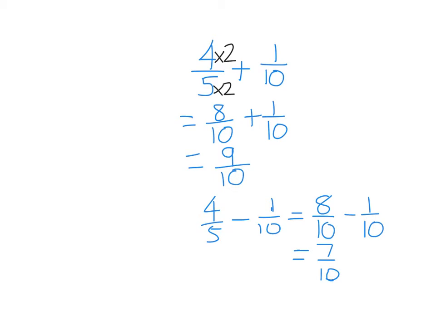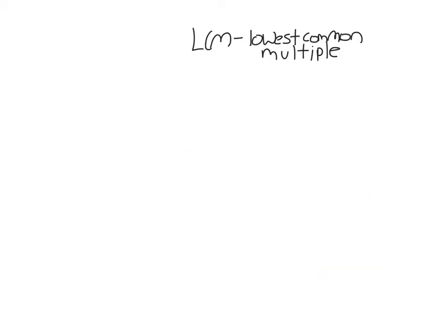Now we're going to look at an example where we need to multiply both denominators. This is going to involve the lowest common multiple. So what does this have to do with lowest common multiple? Well, let's say I have something like 1 over 6 plus 2 over 15. The denominators here, 6 and 15, are clearly not equal. So I have to make them equal.